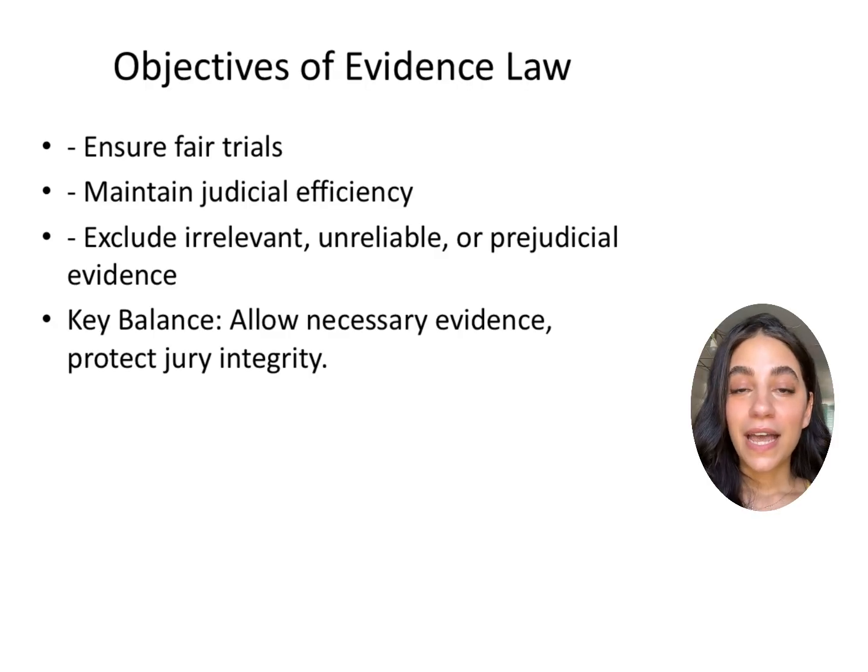Next, the rules are designed to exclude evidence that is irrelevant, unreliable, or overly prejudicial. Why? Because not all information helps the jury arrive at the truth. For example, suppose a defendant's past unrelated actions are brought up in court. It might bias the jury unfairly, even if it has no relevance to the case. This is where evidence law steps in to ensure only useful and fair evidence is presented.